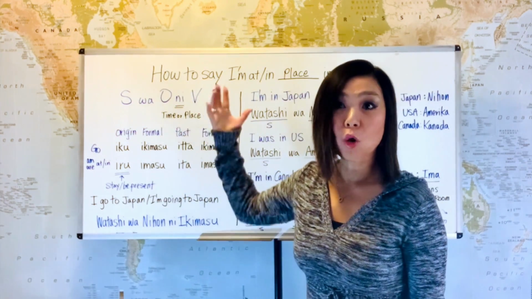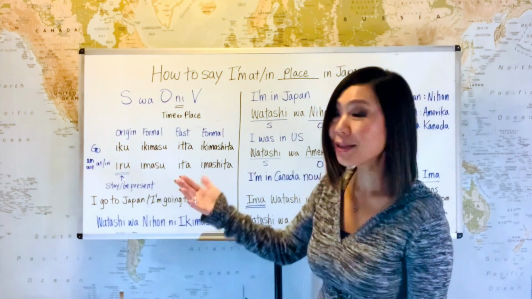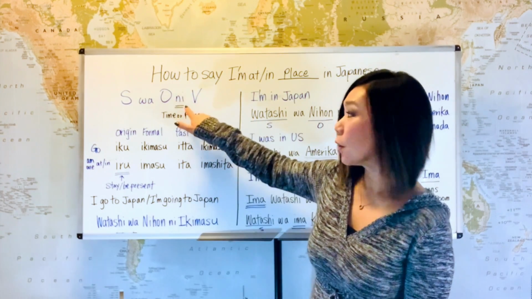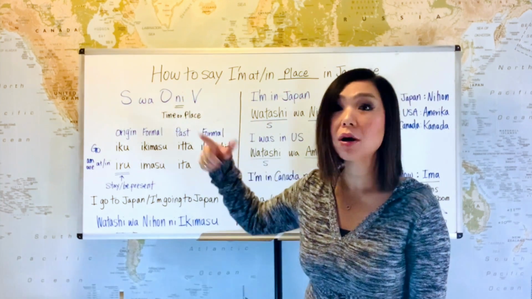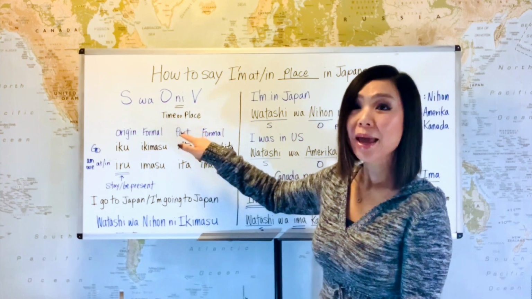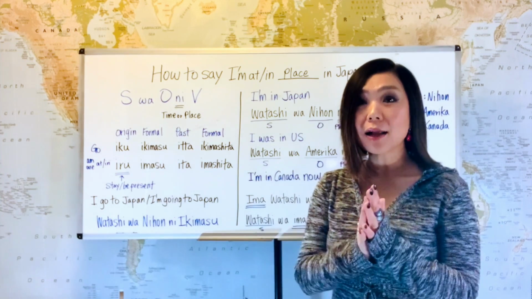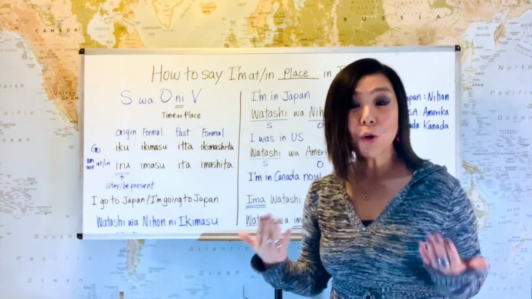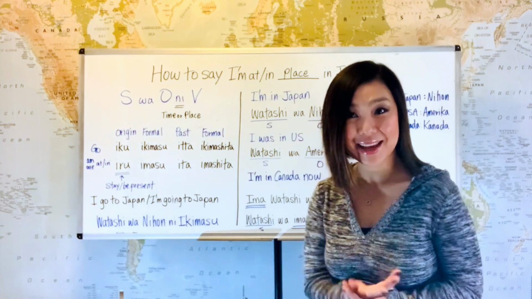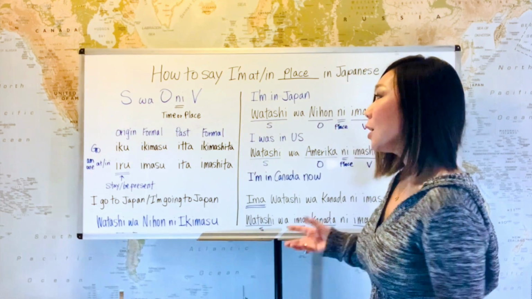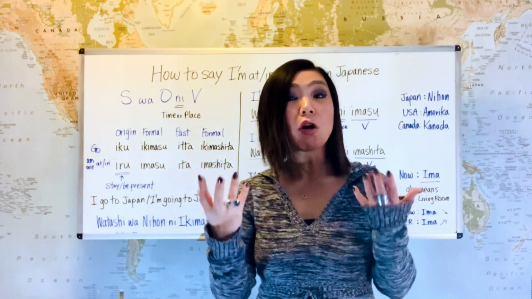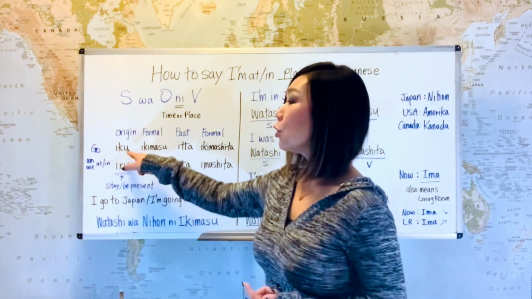And then O is object or place, and then ni, that's the bridge word, and we use ni when we talk about time or place, right? And then the V is verb, and we've learned how to say I'm going to Japan, right, on our last lesson, and we learned the movement of go, which is iku as well.